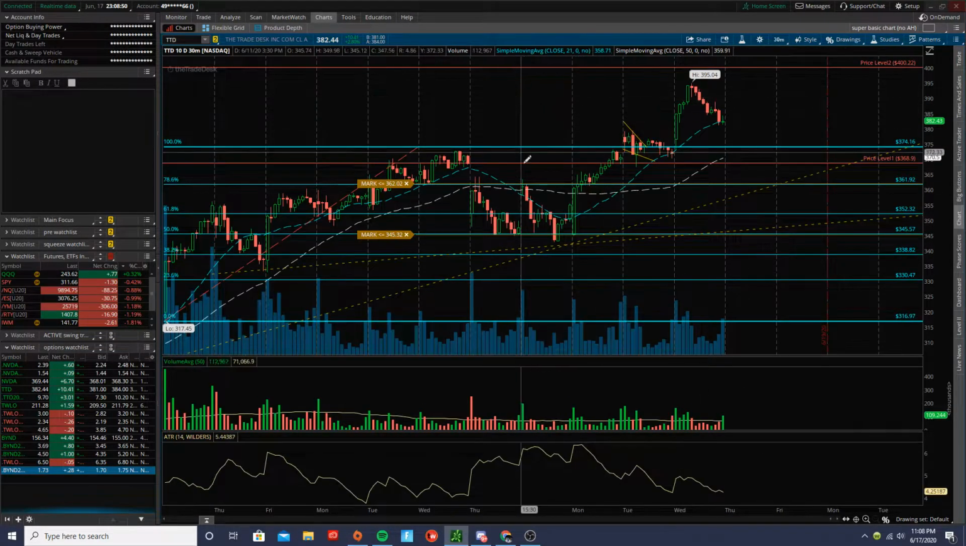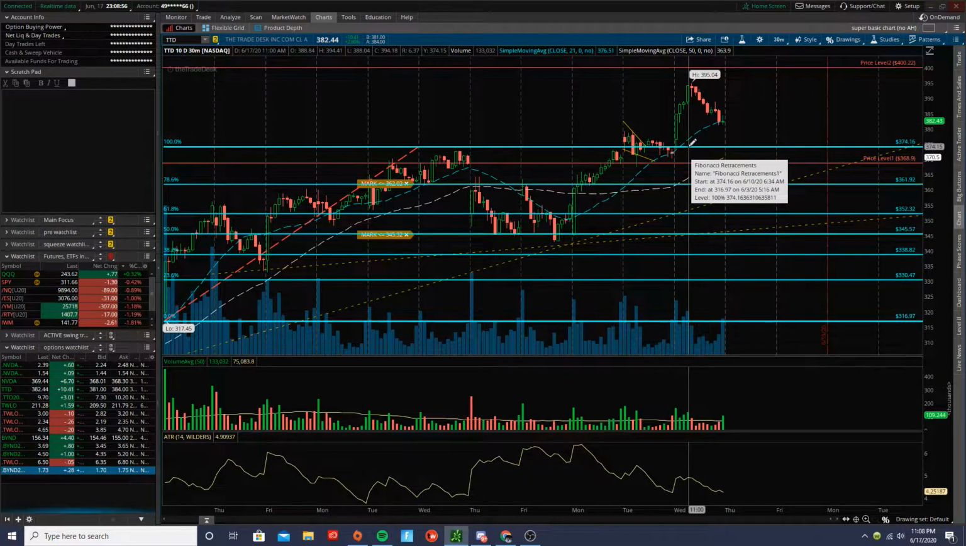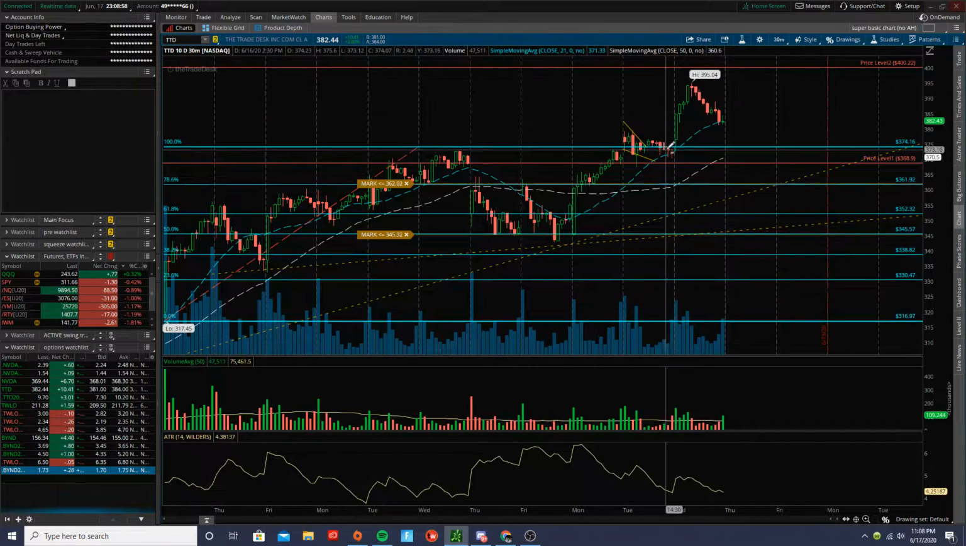We waited and we got filled. We got filled sometime in the morning, I think. It ended up gapping up in the morning, holding this 374 level, opened up above it. We ran all the way up to 395 at the high.